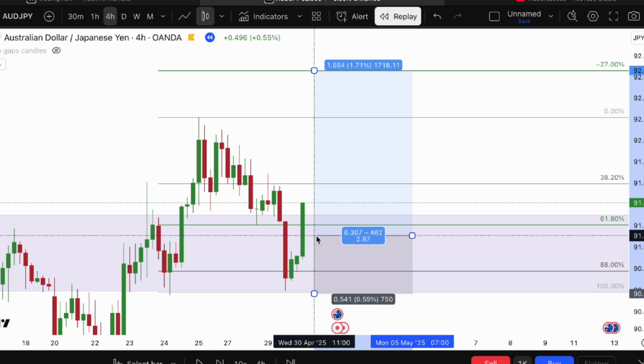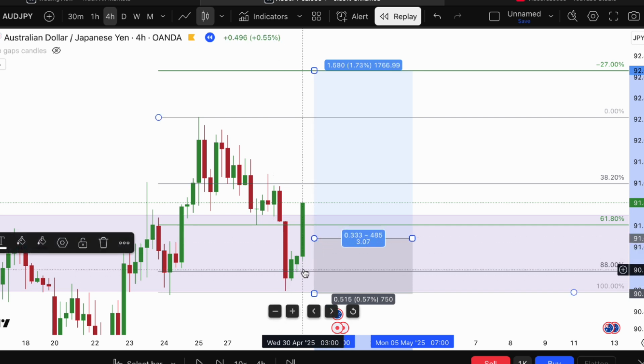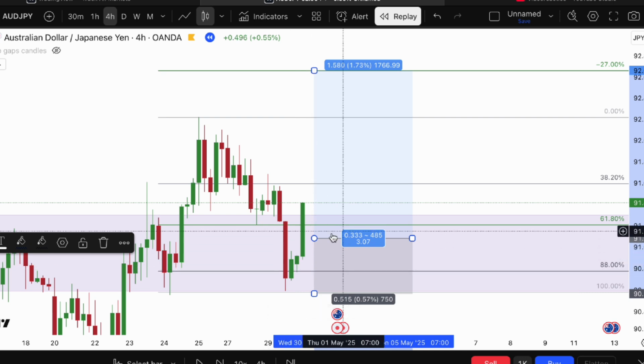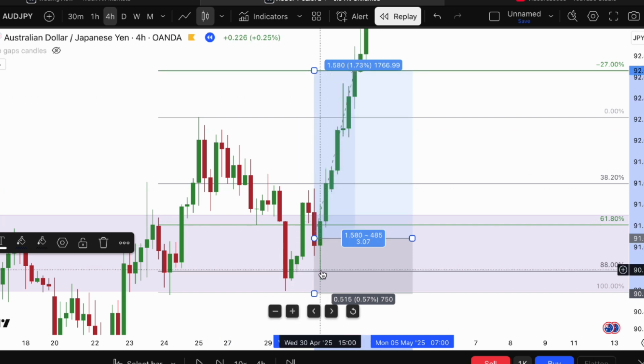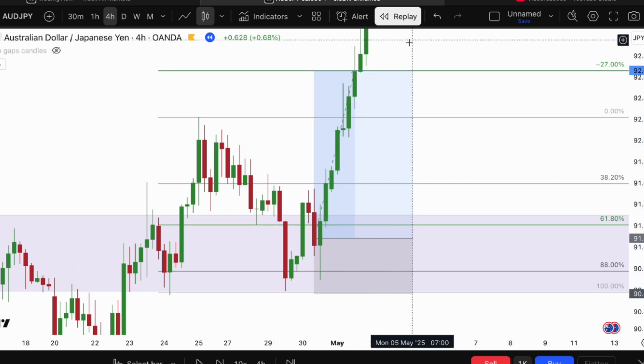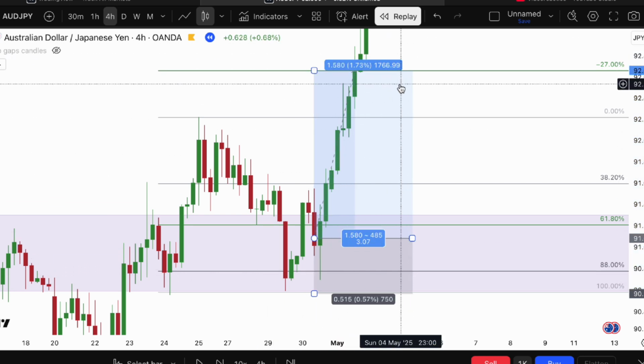Right here, we're going to create a 1 to 3. We're protected by this low. And this time we're not placing it on the 88. We're waiting until we get tapped. And as you can see, if you was to place it on the 88, your stop loss would have been hit. But if you was to place it below this structural low, you would have been protected and hit TP for at least a 1 to 3. This was the breakdown on USD JPY.